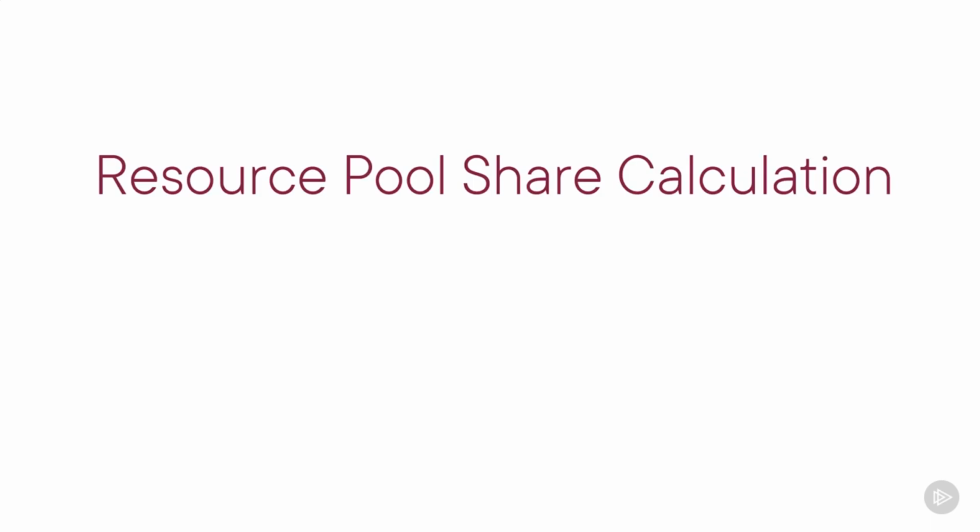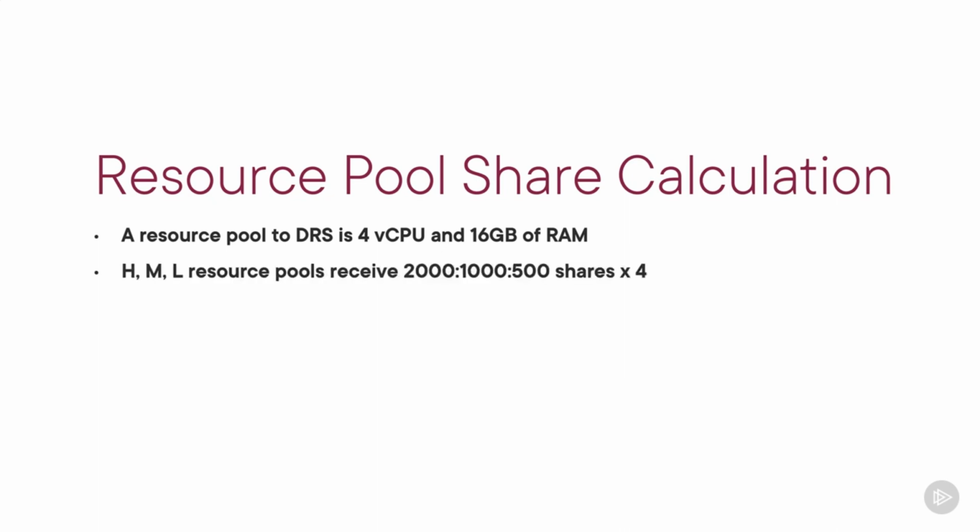With scalable shares, a resource pool share calculation is made just as it's always been made. However, this time it's going to be calculated differently. First off, you should know that a resource pool to DRS is actually 4 vCPUs and 16 gigabytes of RAM. And high, medium, and low resource pools receive 2,000, 1,000, and 500 shares respectively times 4. That's the calculation that you see back in the vSphere client, where the high resource pool has 2,000 times 4, which is the 8,000 that you see.